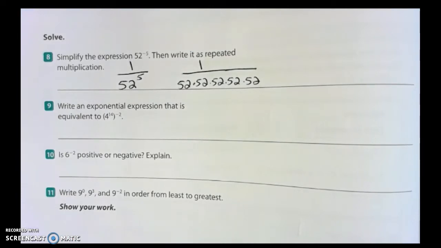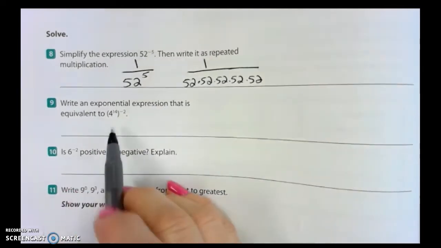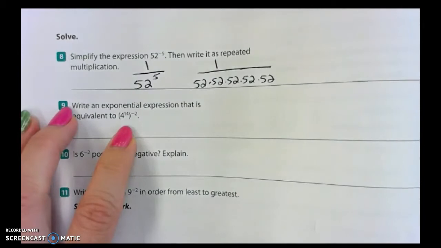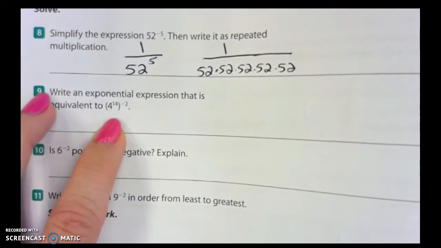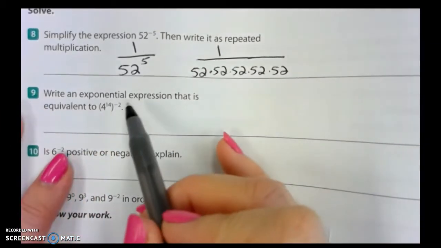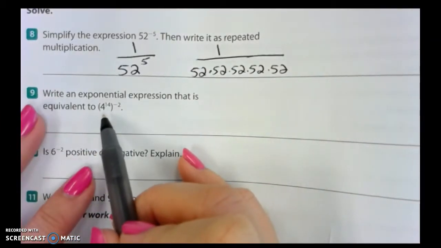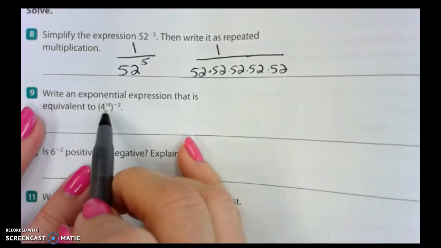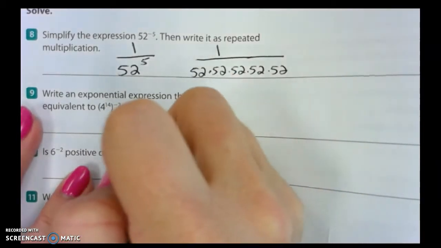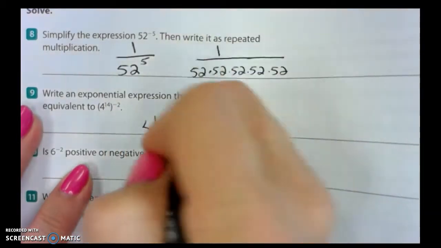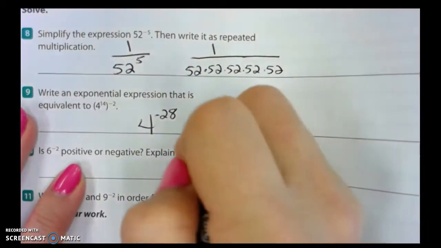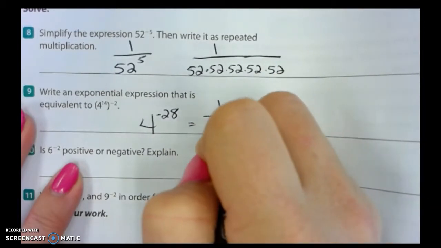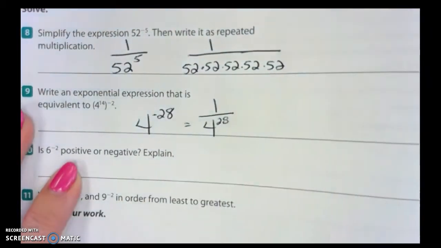Number 9, write an exponential expression that is equivalent to 4 to the 14th to the negative 2. We're going to make that exponent positive. Actually, I'm going to use the power rule first. 4 to the 14th to the negative 2 is going to be 4 to the 14 times negative 2, which is negative 28. Now I will make the exponent positive: 1 over 4 to the positive 28.